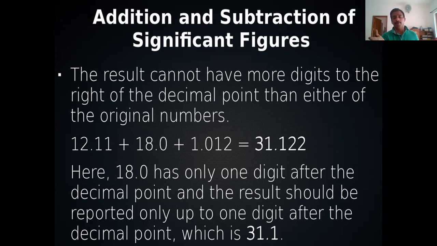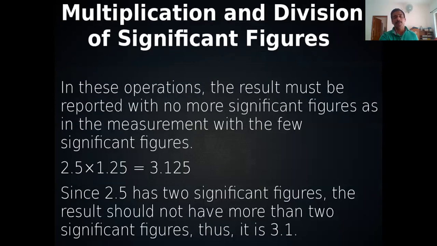Now, no need to take an example for subtraction. Now we can go to division or multiplication. Multiplication and division of significant figures. In these operations, the result must be reported with no more significant figures than in the measurement with the fewest significant figures. Here also we will consider the smallest number, with the least number of significant figures. If you see the example, it will be clear to you.